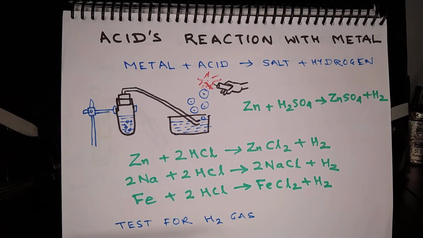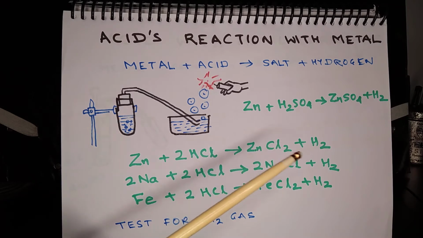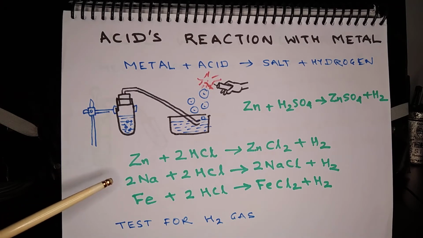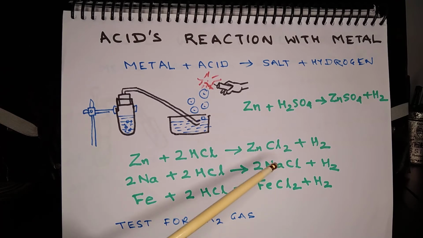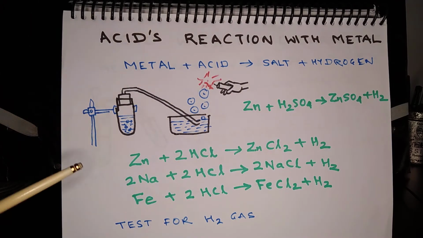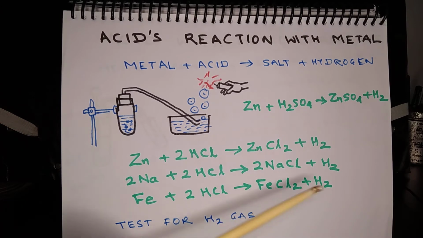Some other examples of this reaction are when zinc reacts with hydrochloric acid, zinc chloride is formed. So the equation is Zn plus 2HCl is equal to ZnCl2 plus H2. When sodium reacts with hydrochloric acid, then sodium chloride is formed. The equation is 2Na plus 2HCl is equal to 2NaCl plus H2. When iron reacts with hydrochloric acid, then iron chloride is formed. So the equation is Fe plus 2HCl is equal to FeCl2 plus H2.